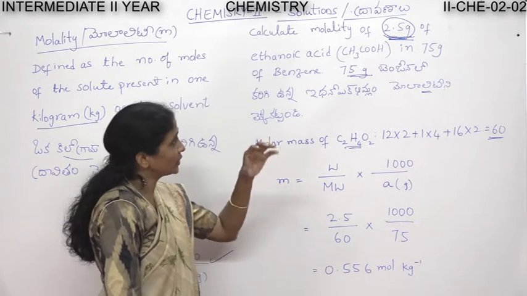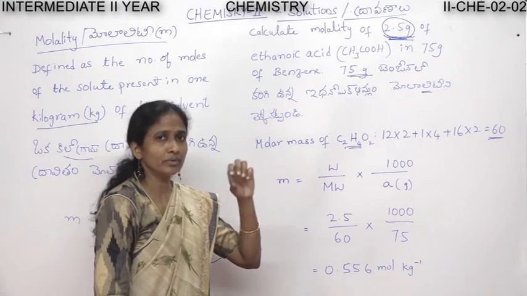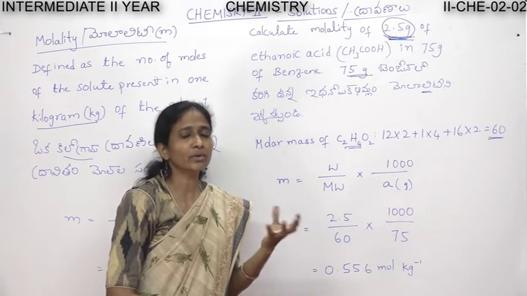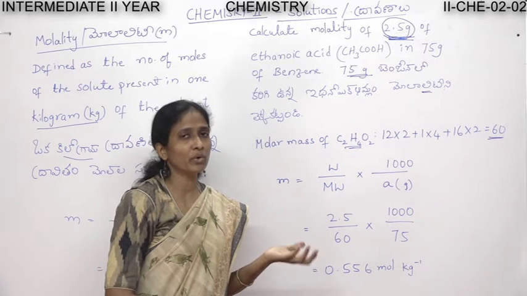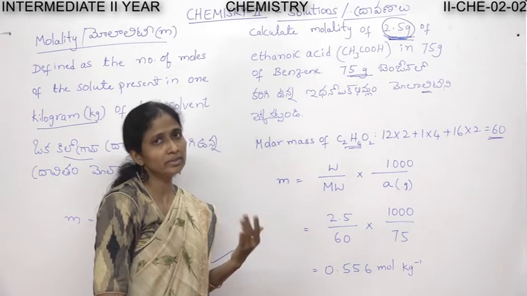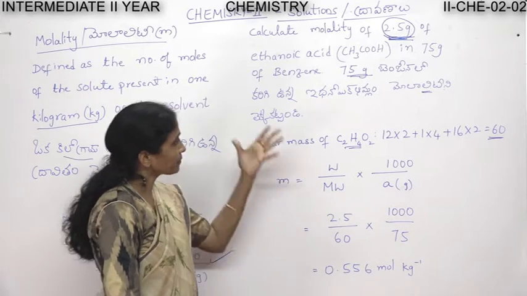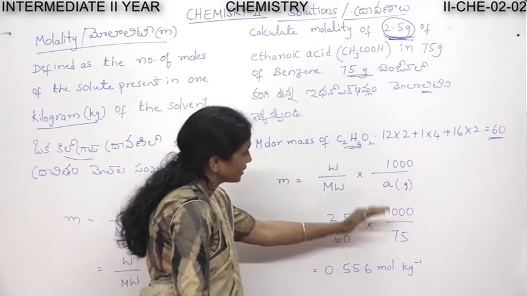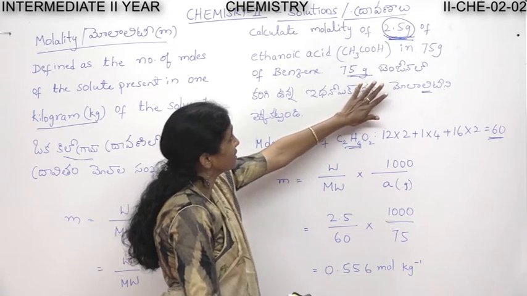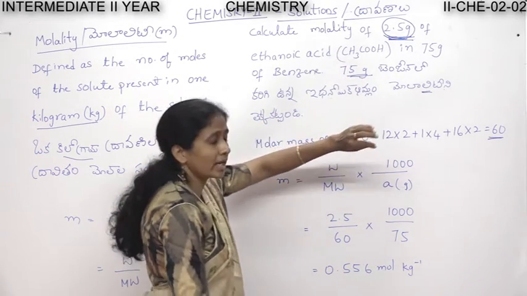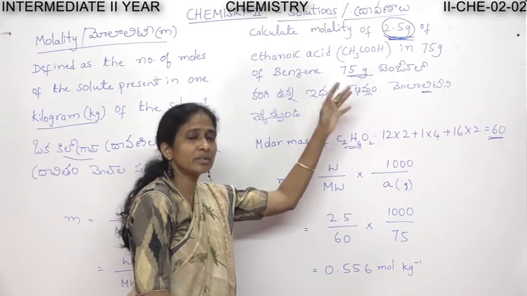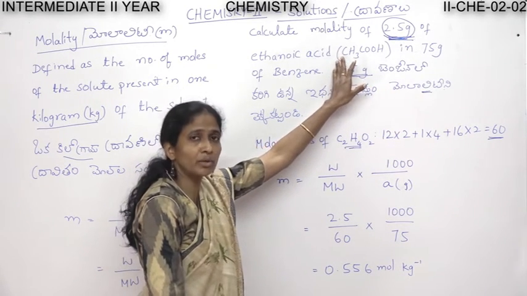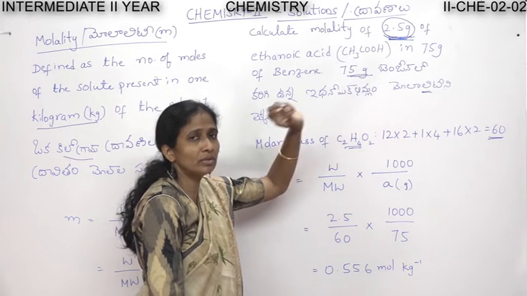Okay, so solute and solvent, you can very easily know which one is solute and which one is solvent. The component which is very less, that can be called as solute. Which is more, it can be called as solvent. Okay, fine. So now 75,000 by 75. It is there 75 grams of benzene. So 2.5 grams of ethanoic acid is dissolved in 75 grams of benzene.